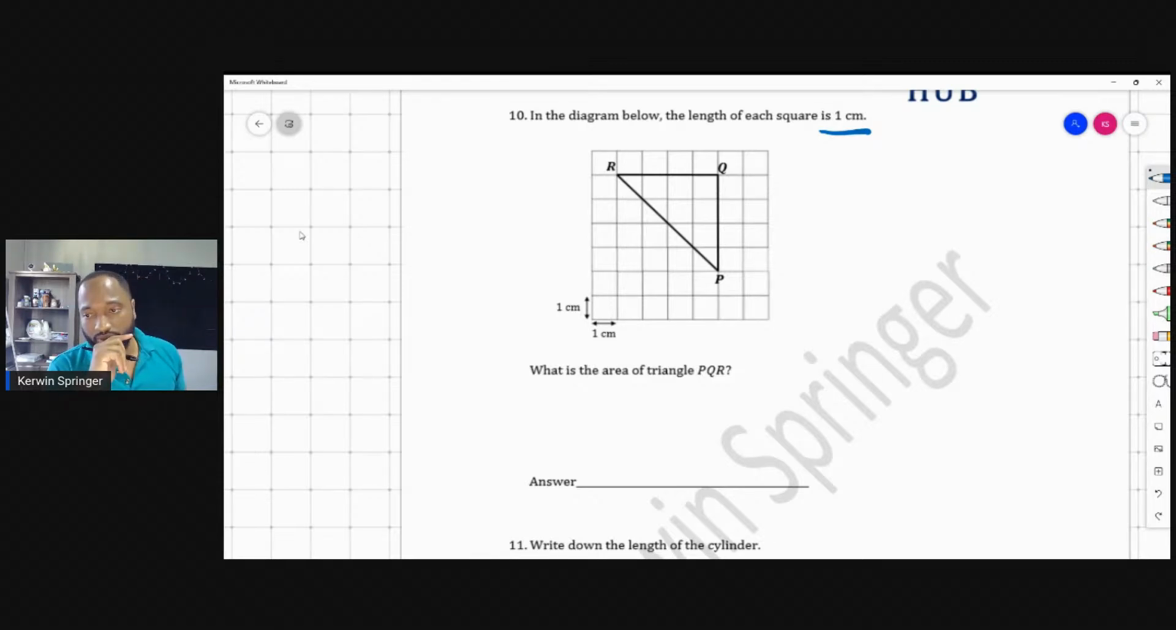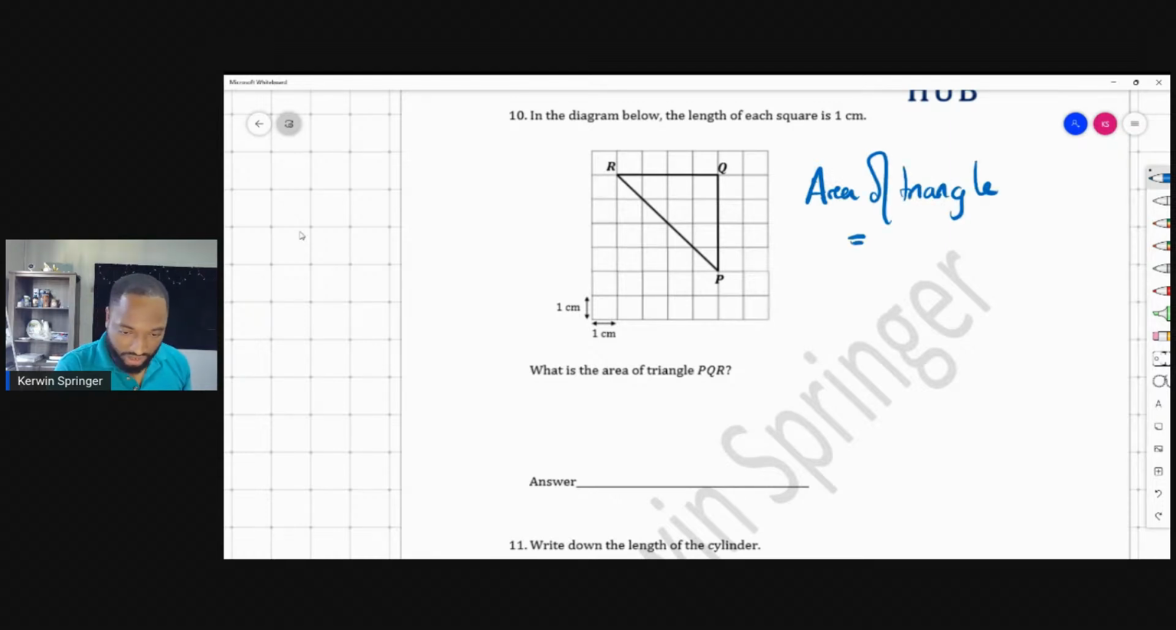So what is the area of the triangle PQR? Well, the area of a triangle, I'm going to use the formula method, which you're not going to harp on in the exam. Half the base by the height. So it's half. The base is 1, 2, 3, 4. Half by 4, and the height is 1, 2, 3, 4. Half by 4 by 4.